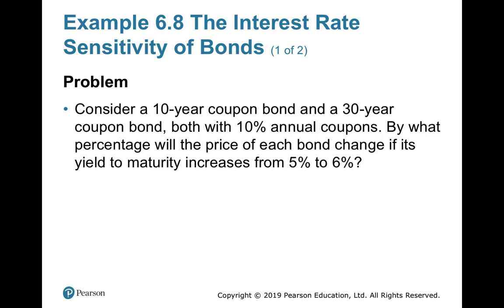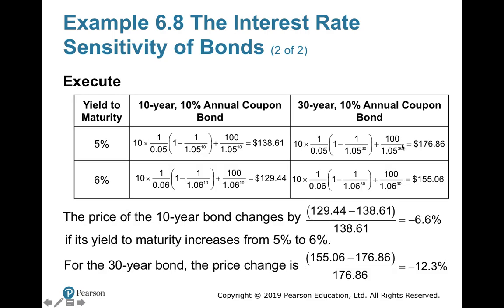Now, if yield to maturity increases, bond price decreases. So if yield to maturity increases by 1%, both bonds have the same coupon rate, but the impact will be different on each of them. Why? Because the interest rate risk is higher for the higher-term bond and lower for the lower-term bond. Here the lower-term bond is 10 years, and the higher-term bond is 30 years.